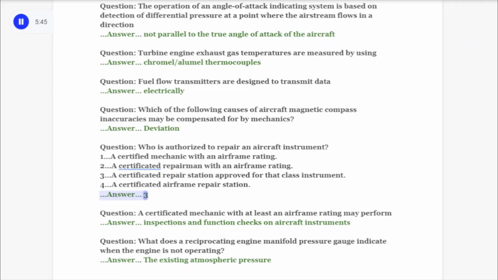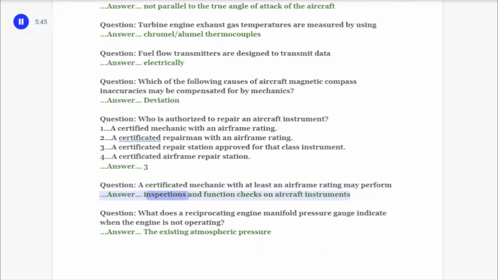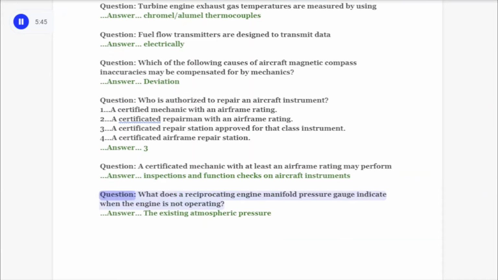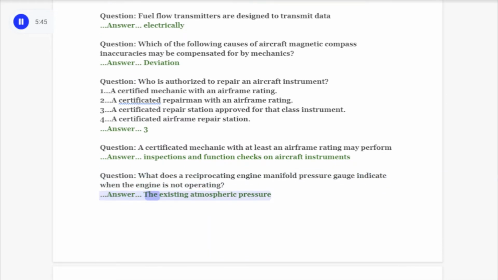Answer: 3. Question: a certificated mechanic with at least an airframe rating may perform. Answer: inspections and function checks on aircraft instruments. Question: what does a reciprocating engine manifold pressure gauge indicate when the engine is not operating? Answer: the existing atmospheric pressure.